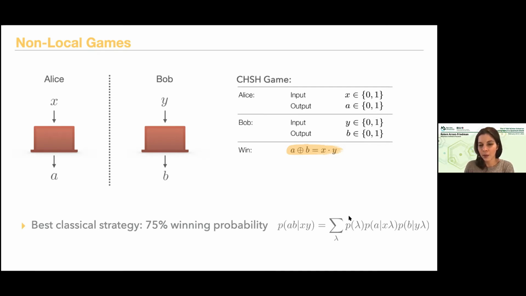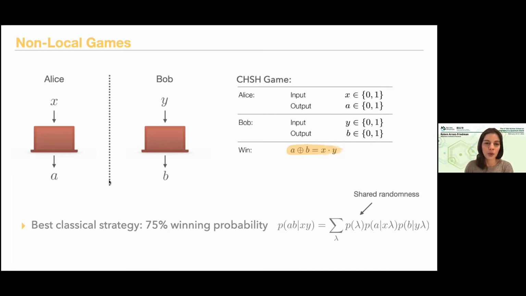And a classical strategy can always be written in this form, in this convex combination over this lambda. This lambda, you can think of it as shared randomness. So this is what these two classical devices can share. Then, Alice's device, depending on the input and this shared randomness, the lambda, will output some value for A, and the same for Bob. So any classical strategy can be written in this form.